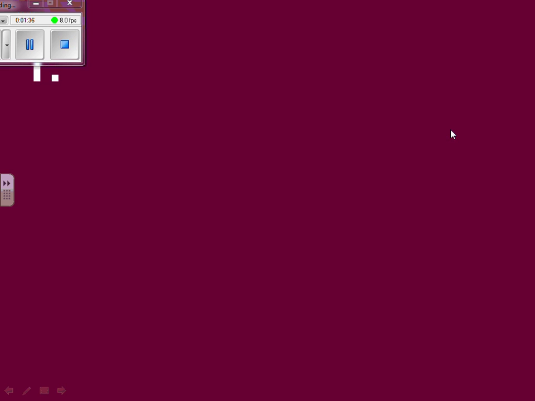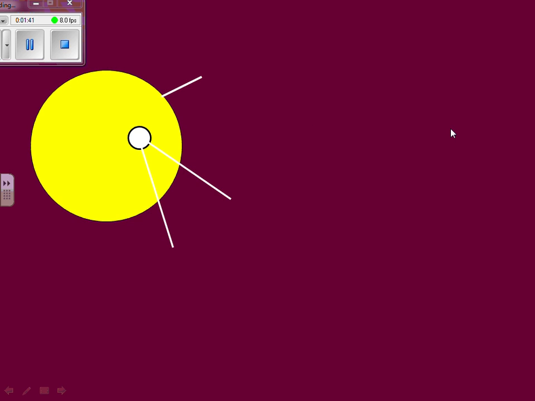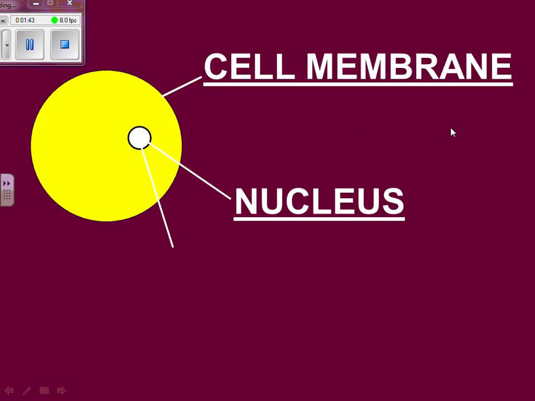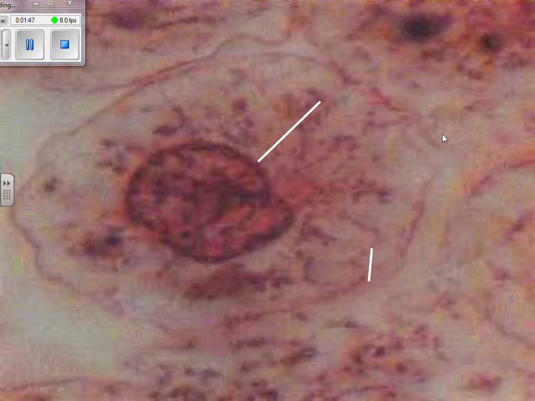So if we look at interphase, again, the cell is just going to look like a regular cell with a nucleus. The chromosomes copy themselves. Here's just a quick little picture of that. The nucleus and the nuclear membrane look like a normal cell. And there you have it, just like in the mitosis lab that you drew.